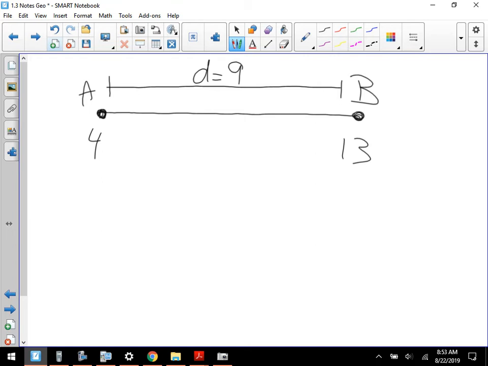Now let me think. Do you know what the standard size piece of paper is? Was it 8.5 by 11? Okay. So going this way is 11 inches. You okay with that?